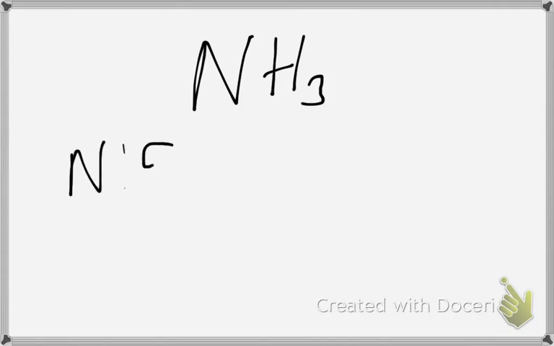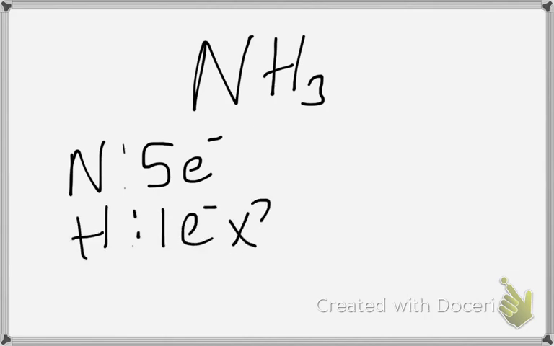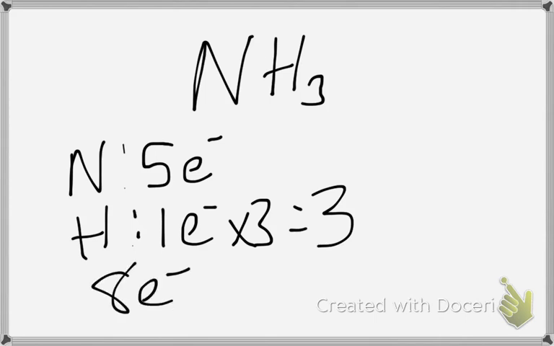And so ammonia, NH3. If we draw the Lewis structure, we know that nitrogen has a valence of 5 electrons, hydrogen has a valence of 1, and there are 3 of them, so times 3, and we get a total of 3 hydrogen electrons. If we take the sum of those two, we get 5 plus 3, which is 8 electrons. So we have 8 electrons total.